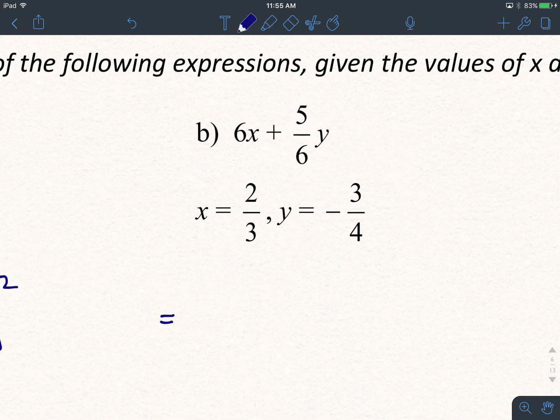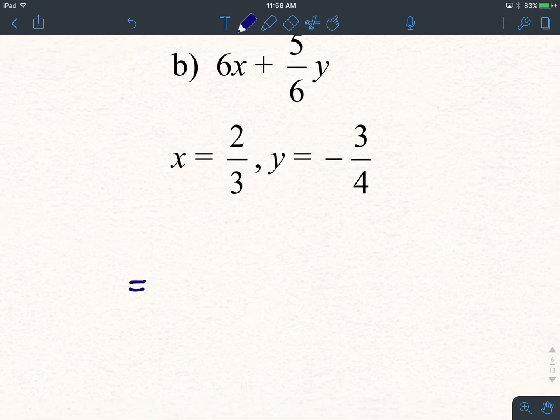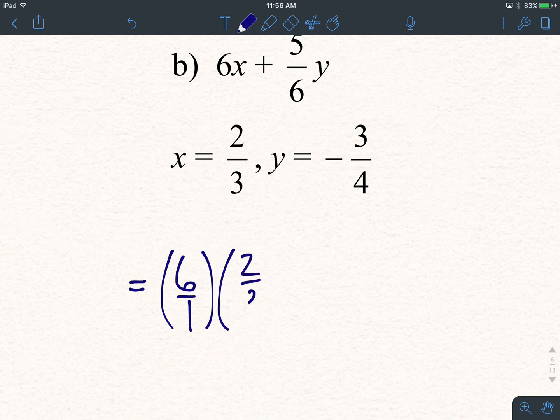So we have 6x plus 5/6 y. And the values we'll be substituting in are, for x, 2/3 and for y, -3/4. So this is going to get us some fractions. Not a big deal as long as we remember how to deal with fractions. So there's no simplifying that can be done there, so let's just start by doing some substitutions. Now for the sake of simplicity, I'm going to write 6 as 6/1, knowing that what I'm substituting in for x will be 2/3.